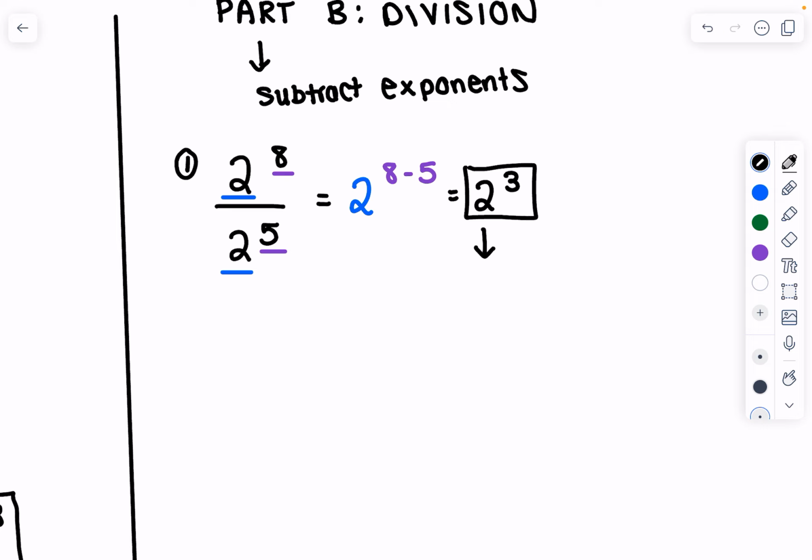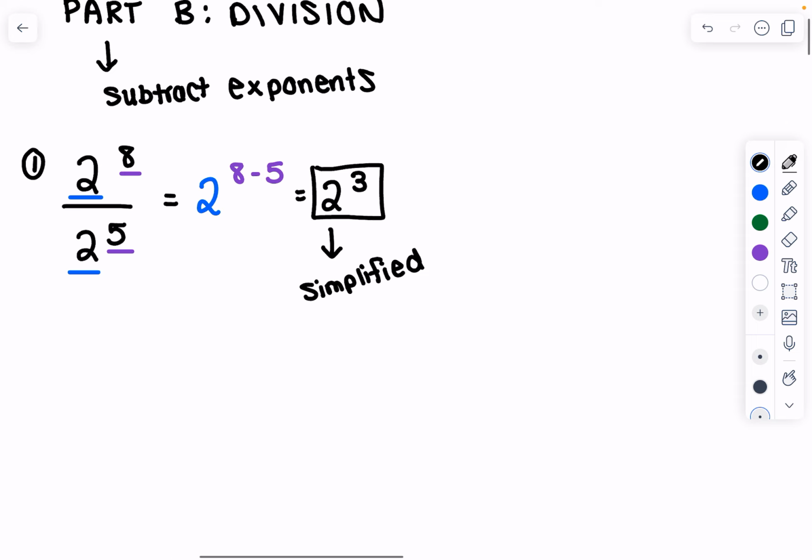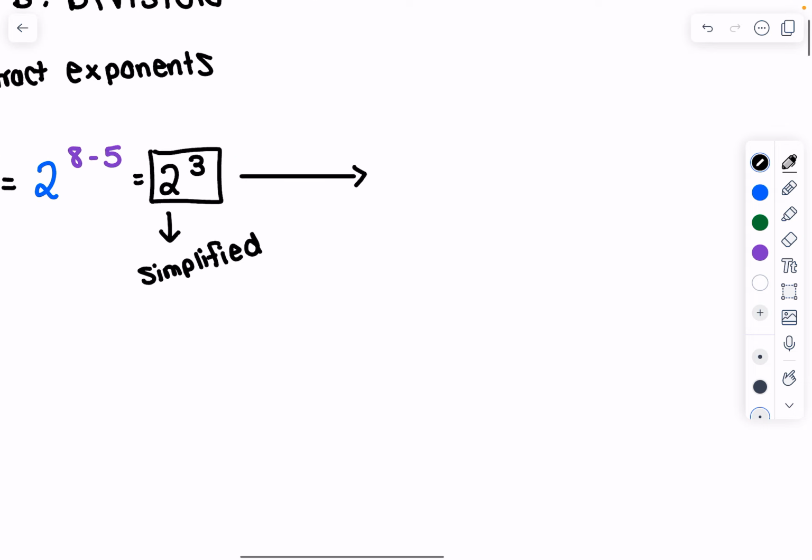Oh, whoops, I can't spell. There we go. Whew, luckily we're not in English class. All right, so 2 to the power 3 is our simplified expression. If I was asked to evaluate, I'm going to take 2 to the power 3 and plug it into my calculator.